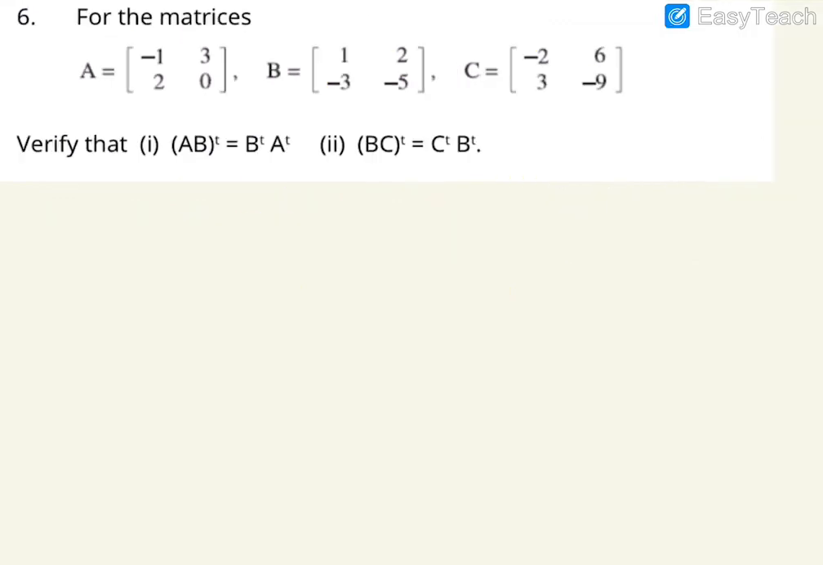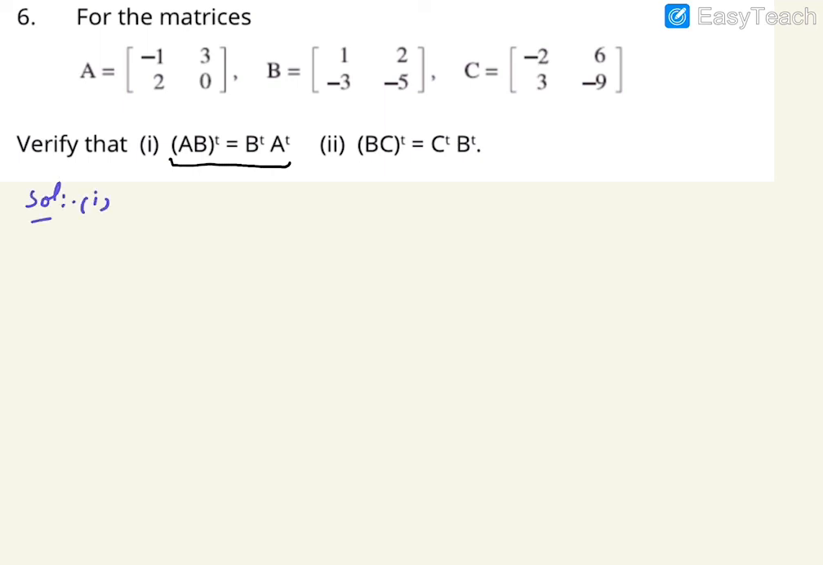So question number 6: for the matrices A, B and C, all are of order 2 by 2, so multiplication is possible. AB, AC, BC, CA all are possible. So we need to verify that AB whole transpose is equal to B transpose into A transpose. This is a very important question. So let's see how to verify that.